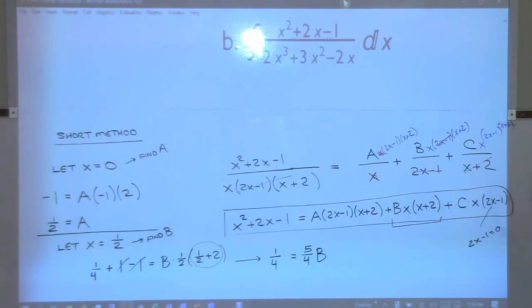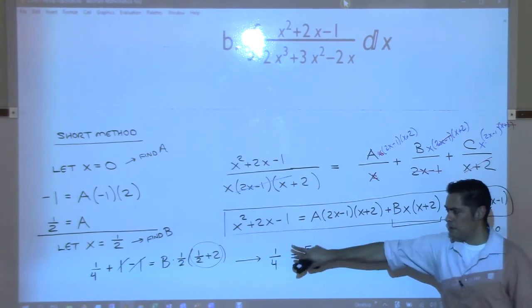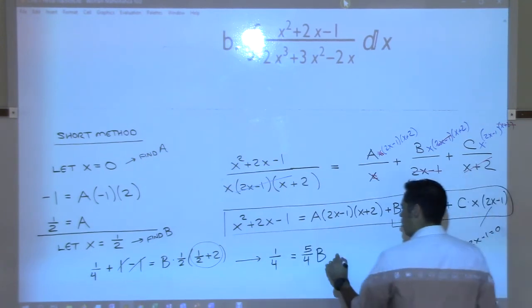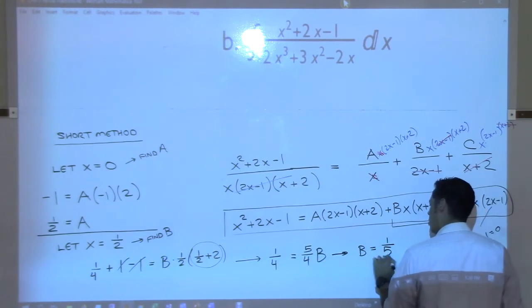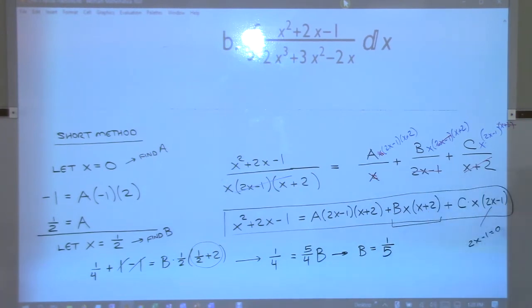And finally, we can multiply by the reciprocal of 5/4 on both sides. So what do you wind up getting for b here? 1/5? Yeah, so b is a 5th. Okay, we've got 2 of the 3 down, right? Now we need to go get C.